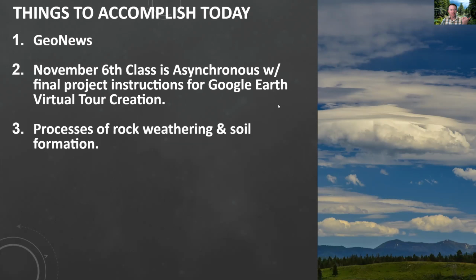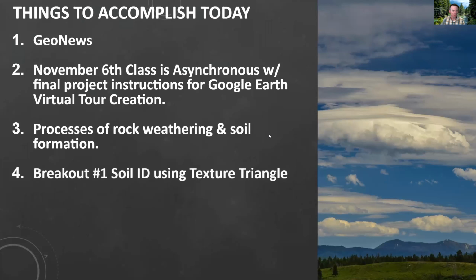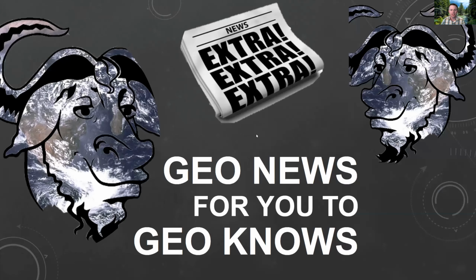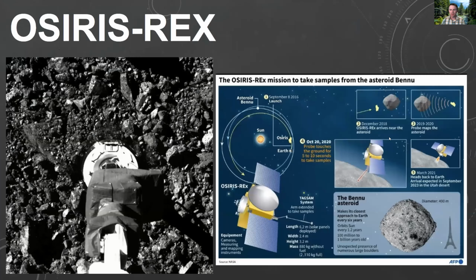All right, so today we'll be talking about the processes of rock weathering and soil. We'll do a breakout using a texture triangle for soils. We'll take a quick little break. We'll do a mass movement virtual tour, which I expect will maybe take 25 minutes, maybe a half hour or something like that, where you can look at it and we'll have a discussion of how you want to try to do this, depending on what the internet is like. And then a few little mass movement descriptions, kind of tying everything together that you've observed, and we'll go from there.